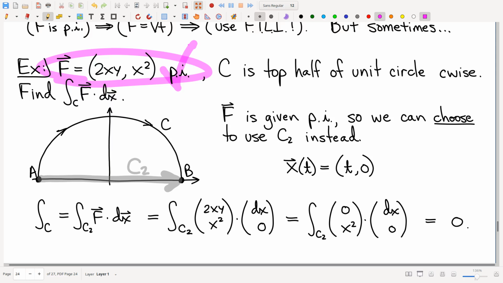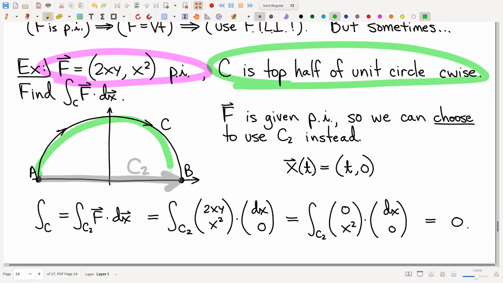Now, in the real world, that typically won't be given. So a looming question over this entire example is how would you know in the first place if your vector field is path independent? And that's something that I'm going to show you all later. Probably not going to get to it today. But there is a great answer to that question. For the moment, let's just take it as a given. This is path independent. We have a curve here, top half of the unit circle oriented clockwise.